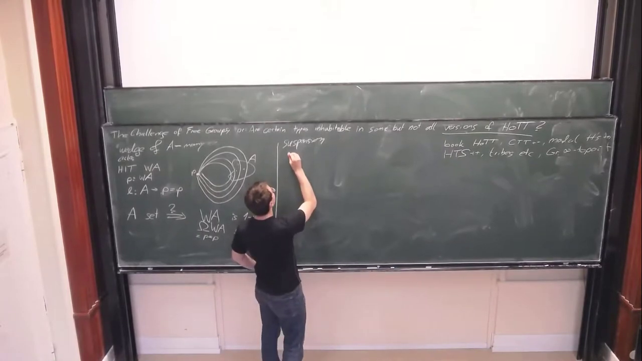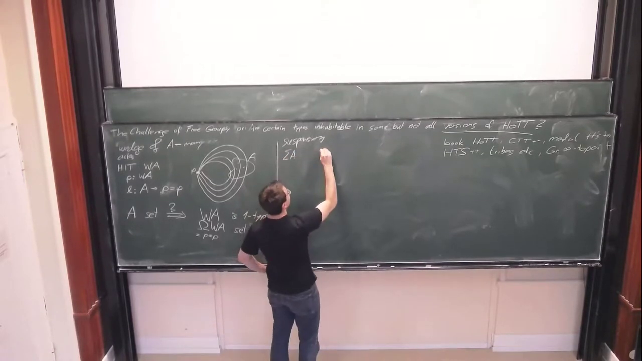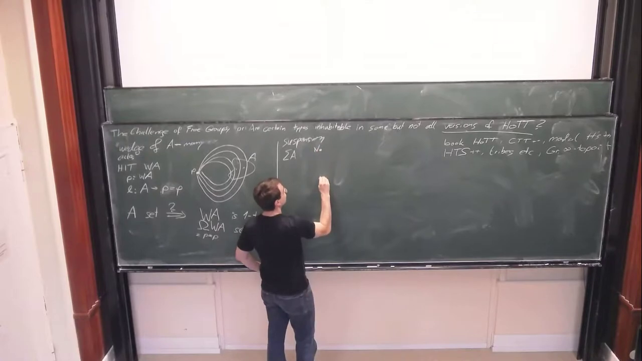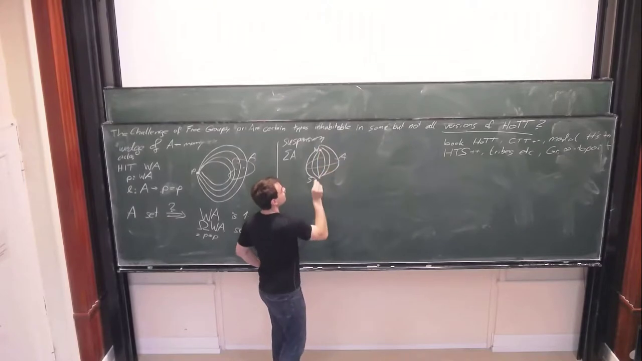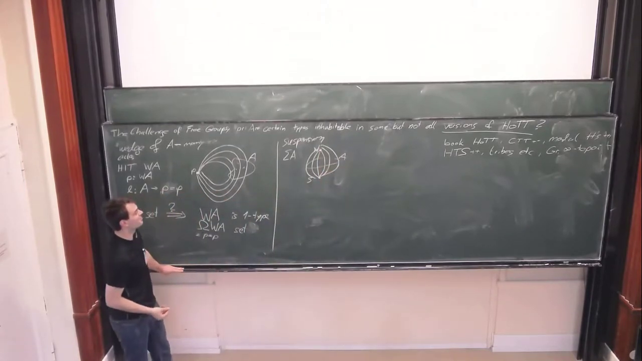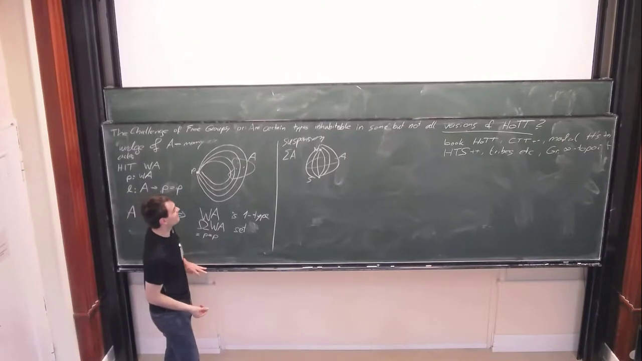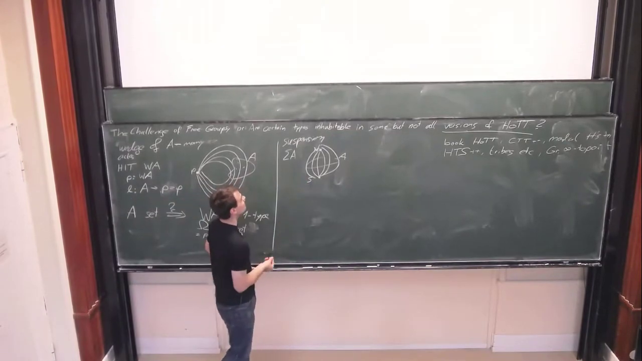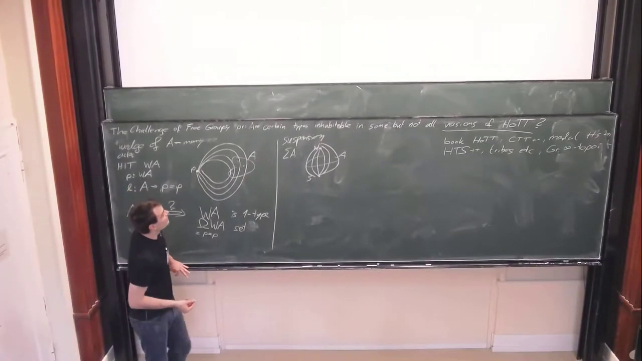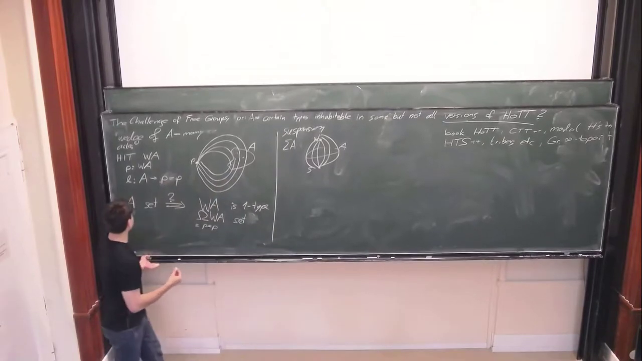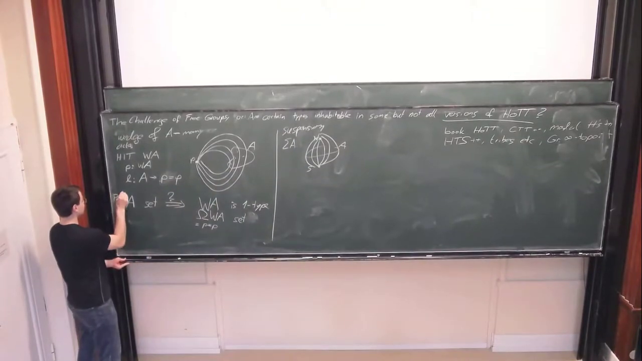So the suspension of A looks very similar. Just in this case, we have two points, like N and S, and then for every element of A, we draw a path between N and S, like N for north and S for south coordinate. Now, because my A looked like a circle, this thing should hopefully look like a sphere. So, okay, let's call this problem here P1.